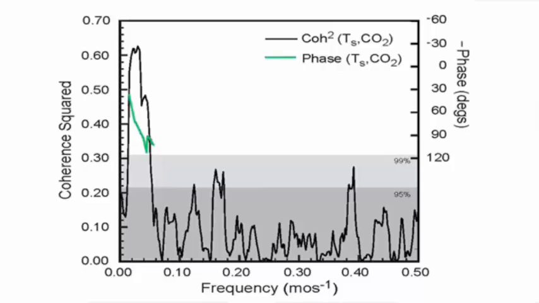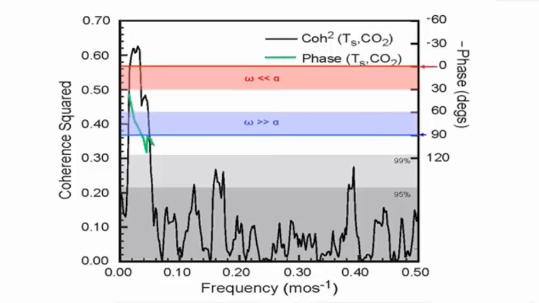In green is the respective phase of CO2. Its lag behind temperature. In blue are lags near 90 degrees, where CO2 varies in quadrature with temperature. In red are lags near 0 degrees, where CO2 varies in phase with temperature. Between those extremes is a lag of 45 degrees. The frequency at which this lag occurs corresponds to an absorption efficiency of 9 months to the -1, and an absorption time of 9 months.